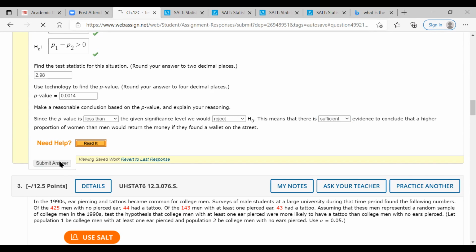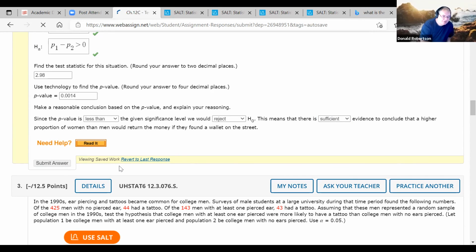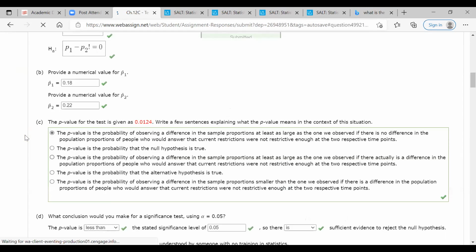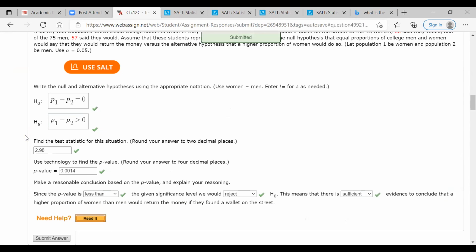Okay. And there should be a whole load of green ticks. Eventually. Yay. Cool. Okay. What else is there?